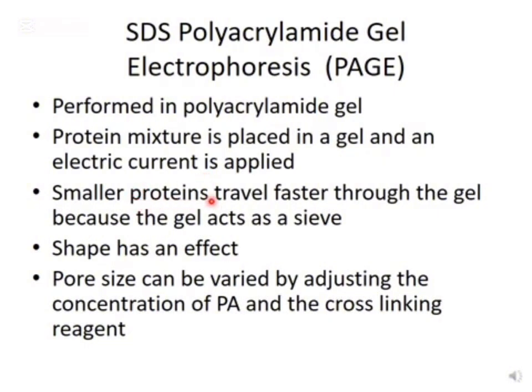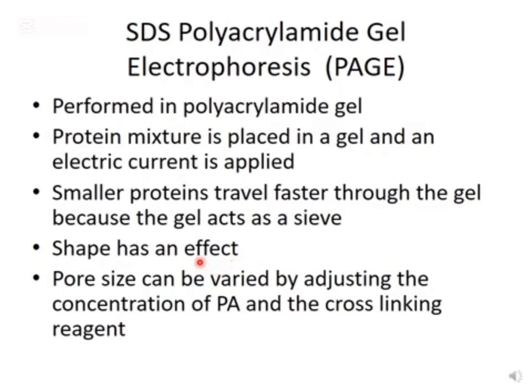So smaller proteins, because their mass is a lot smaller, are going to travel faster through the gel. And the purpose of the gel is that it acts as a sieve. A sieve is what is used in the kitchen to purify things. So if you add water and rice in the sieve, the rice stays in the sieve and the water moves out. That's what a sieve is. There's also a shape effect because the resistance of the gel to the protein is going to depend on the protein's shape.